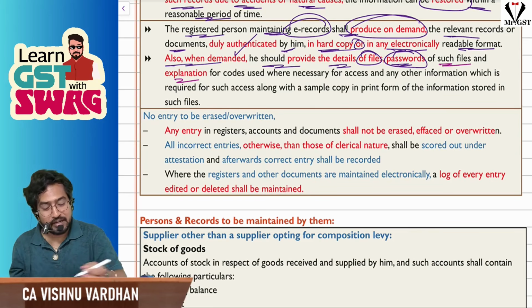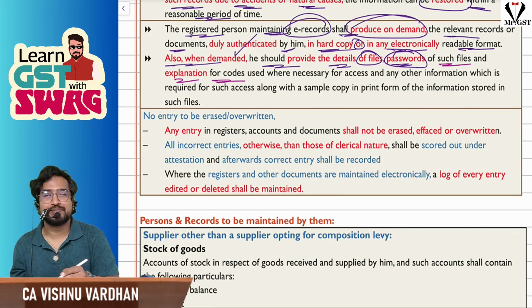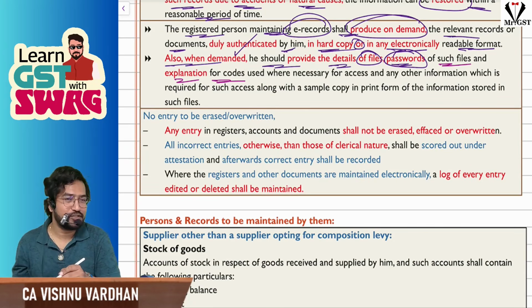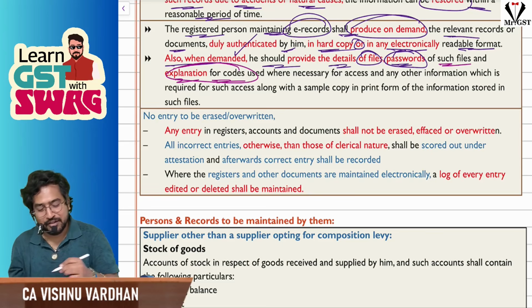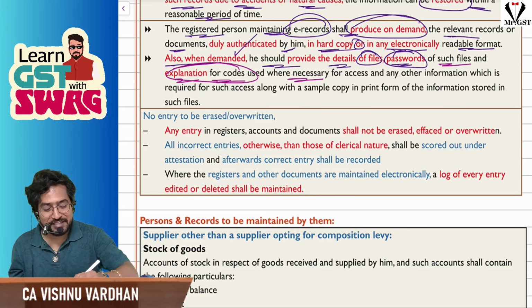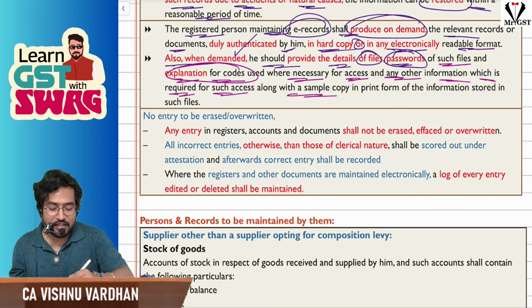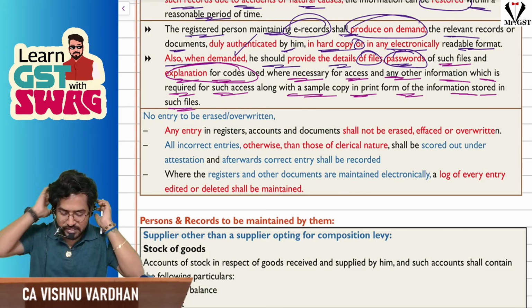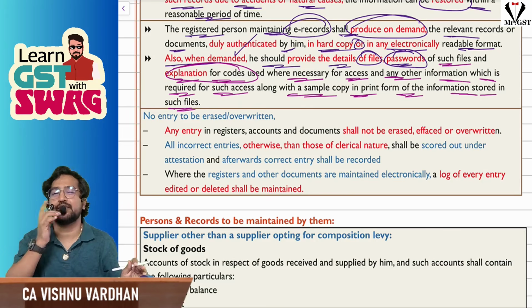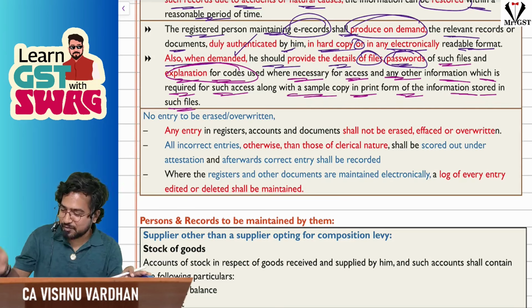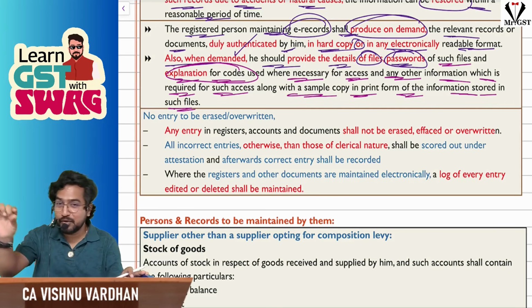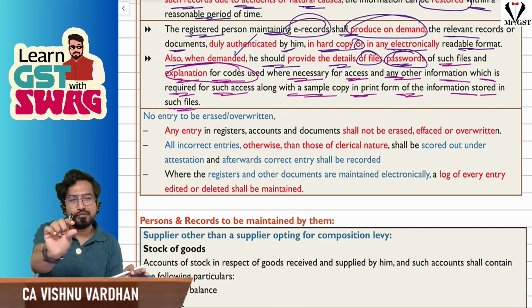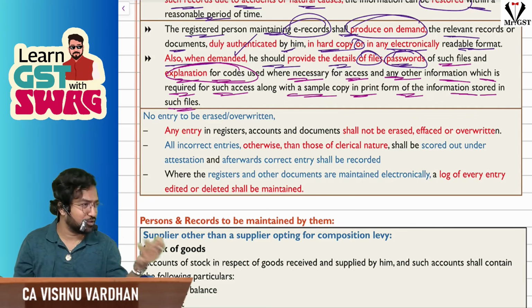Okay, and explanation for any codes you are using, explanation for that code word, wherever necessary for access and any other information which is required for such access, along with a sample copy in print form of the information stored in such way. Simple, you should tell everything. What is that folder, what is the password, you would have given some narration. In the narration, you would have used some code word. What is the meaning of that code word, all that.